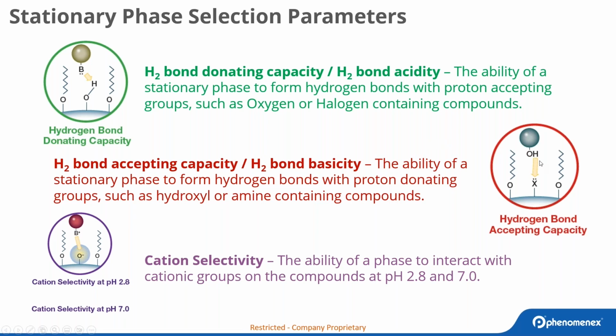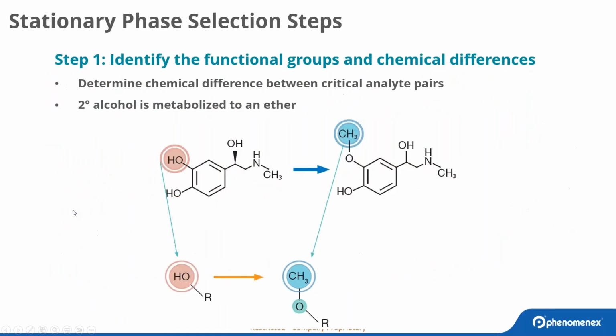Then you have hydrogen bond accepting capacity. So this is the ability of a stationary phase to form a hydrogen bond with a proton donating group such as hydroxyl or amine containing compounds. And then finally, we have cation selectivity. So this is the ability of a phase to interact with a cationic group or cationic groups on the compound either at pH 2.8 or at pH 7.0. So two different options for pH there.